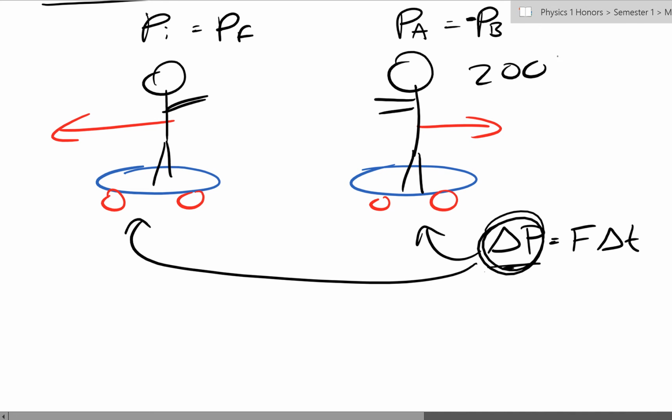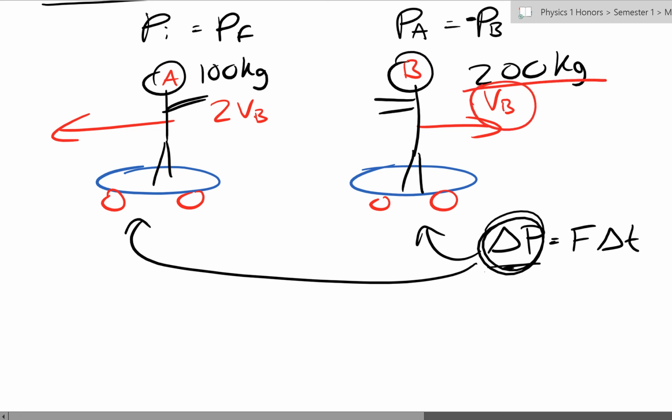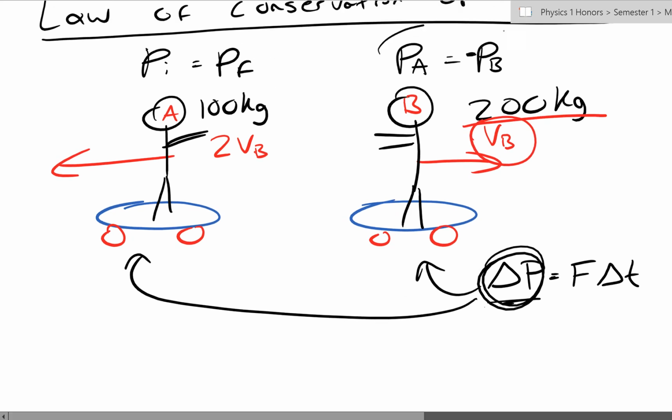If student B was 200 kilograms and student A was only 100 kilograms, that means that student A is going to have a velocity of twice of whatever B has. And then B would have a velocity of just whatever their initial velocity. And this is because they had double the amount of mass, so they're going to have half the velocity, but their momentums are going to be the same, just opposite directions.